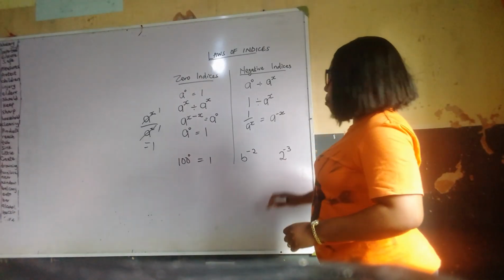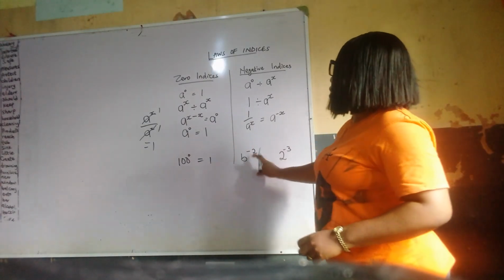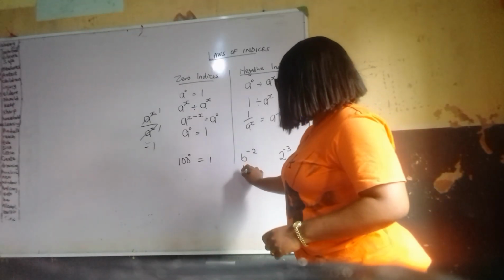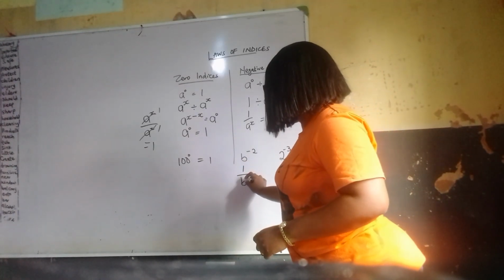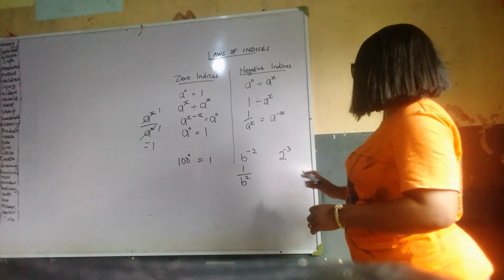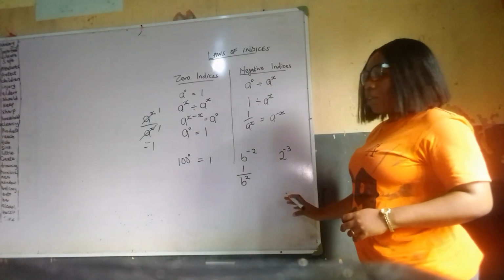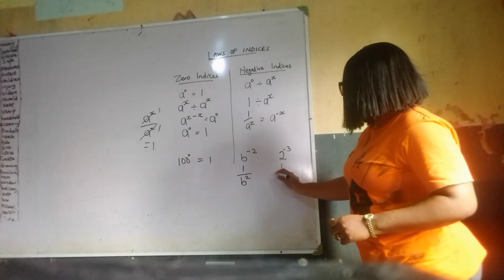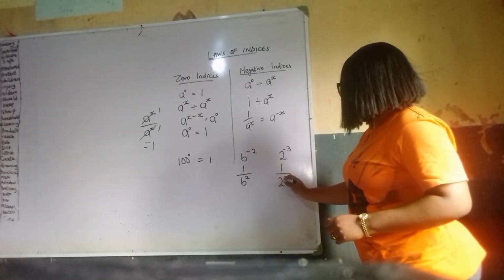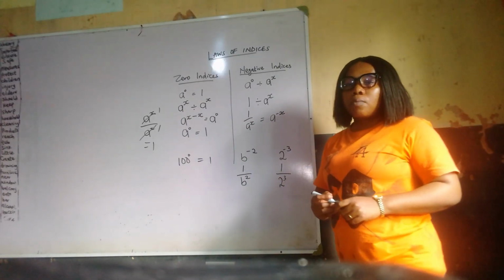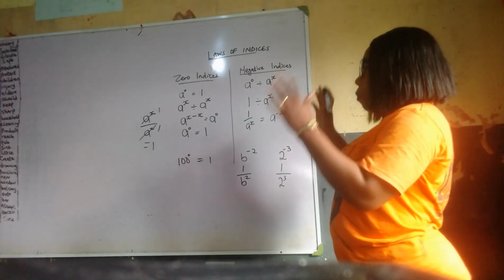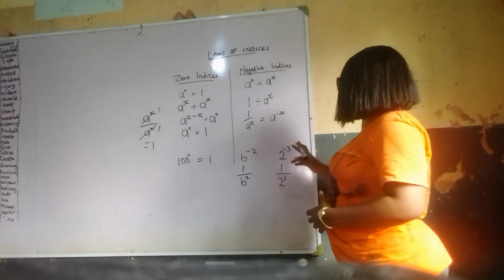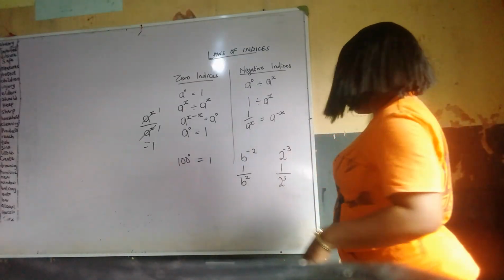Now, look at these examples. If we are to rewrite this using the negative indices law, we are going to be saying 1 over b squared. That is how we are writing. Now, look at this one too. If we are to rewrite it using the negative indices law, we have 1 over 2 raised to power 3. So this negative sign just makes it a fraction. You just write 1 over the base of that number and the index without the negative sign.